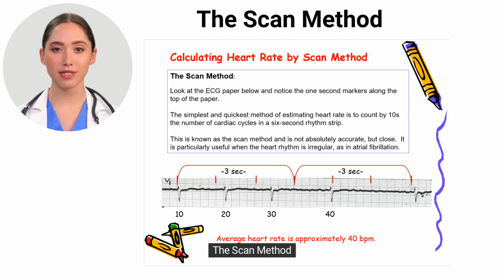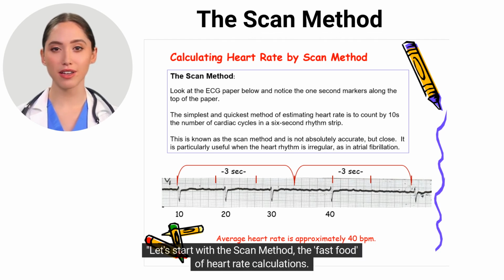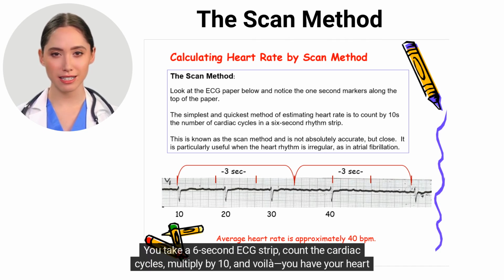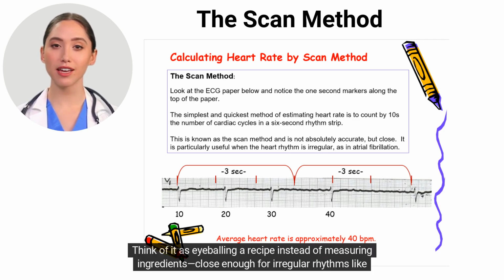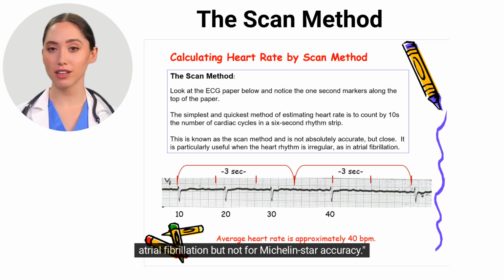The scan method. Let's start with the scan method, the fast food of heart rate calculations. You take a 6-second ECG strip, count the cardiac cycles, multiply by 10, and voila, you have your heart rate. But remember, this is an estimate. Think of it as eyeballing a recipe instead of measuring ingredients. Close enough for irregular rhythms like atrial fibrillation, but not for Michelin star accuracy.